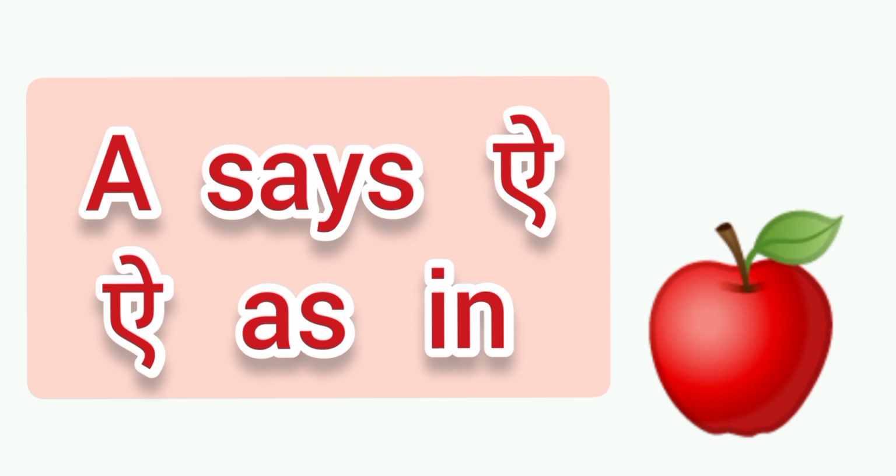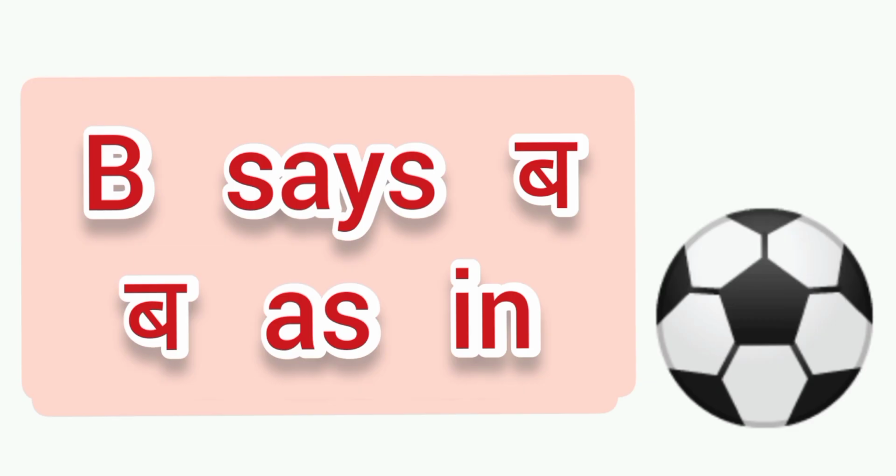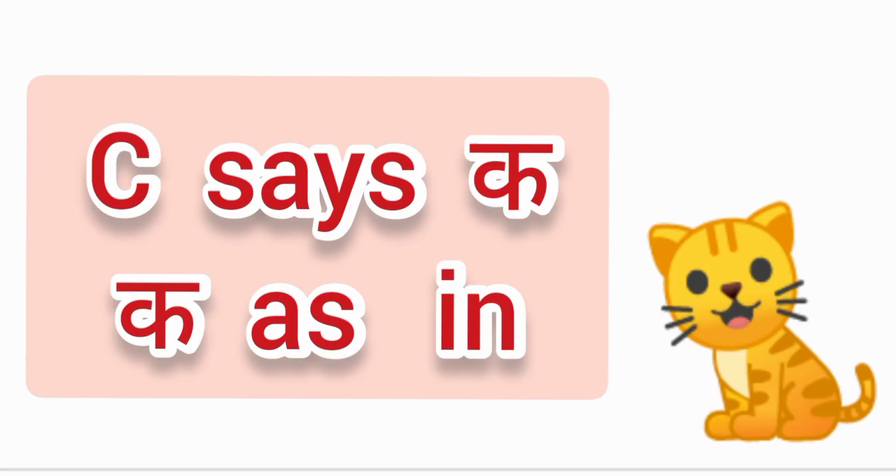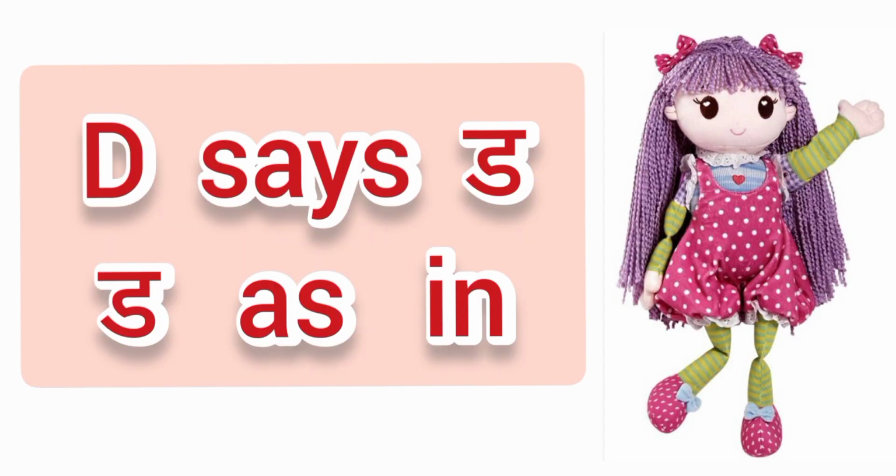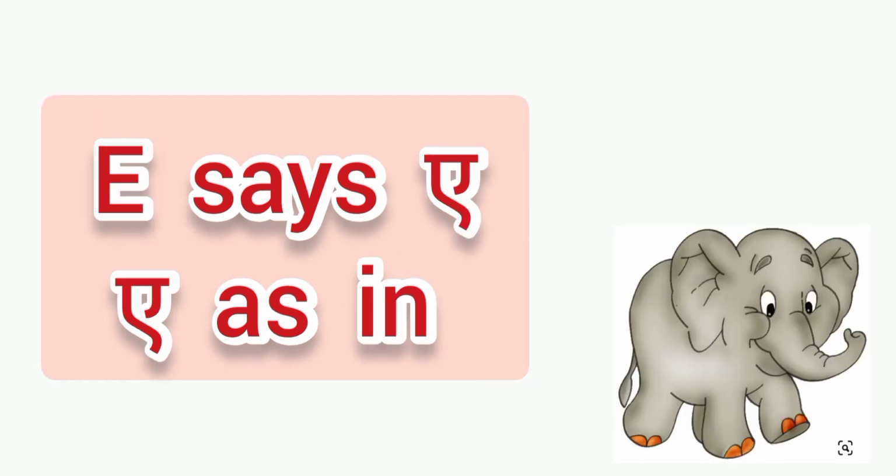A says a as in apple. B says b as in ball. C says k as in cat. D says d as in doll. E says a as in elephant.